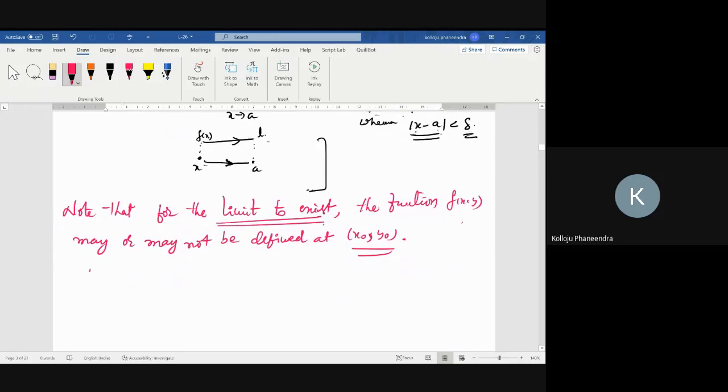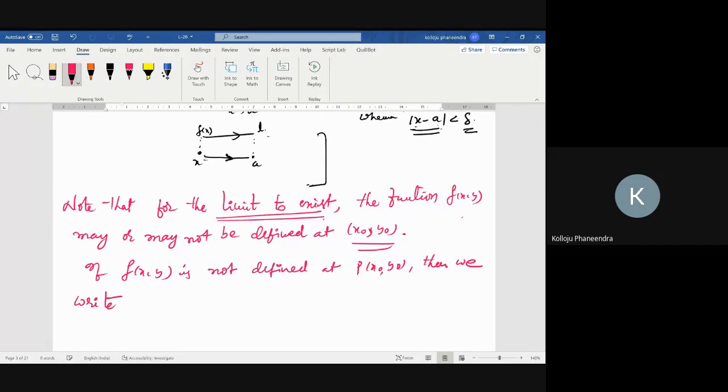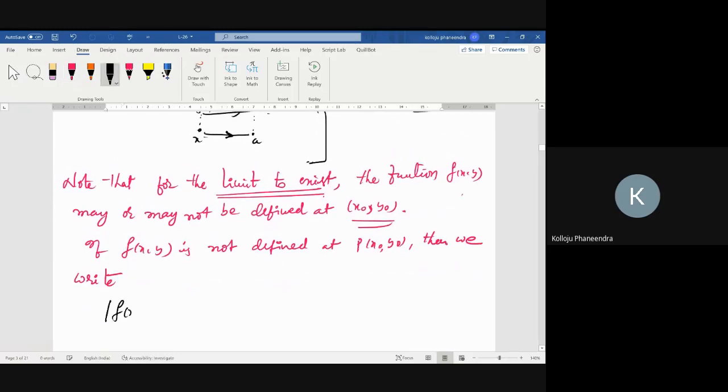For example, the function f of x, y equal to 1 by x square minus y square. It is not defined at what points? Y equal to plus or minus x, or 0 comma 0. If f of x comma y is not defined at the point x naught, y naught, then we write the limit as the same definition, there is no change.